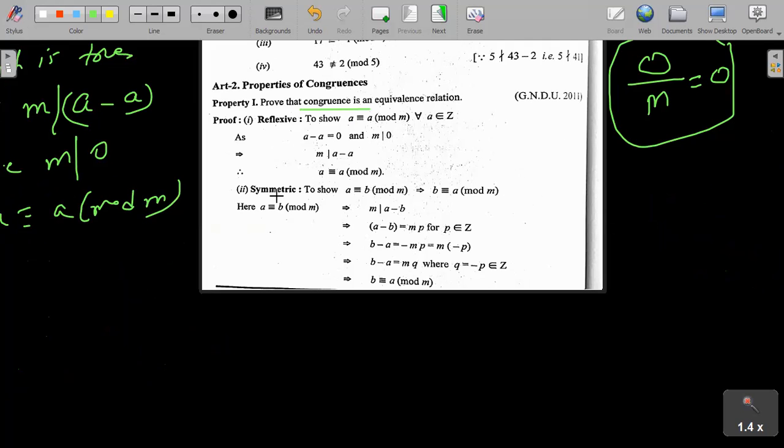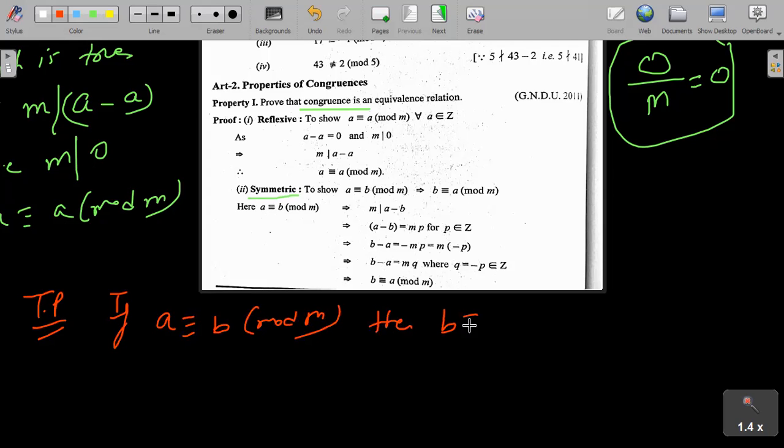Now what about symmetric? तो सिमेट्रिक में हमें क्या शो करना है? We have to show if A is congruent to B mod M, then B is congruent to A mod M. यही होती है सिमेट्री. सिमेट्री मींस उसका उल्टा ट्रू हो जाए. Is it fine? बेटा, क्लियर है?